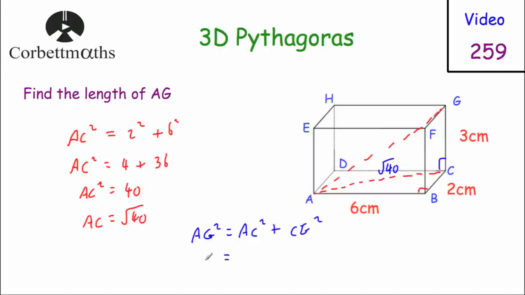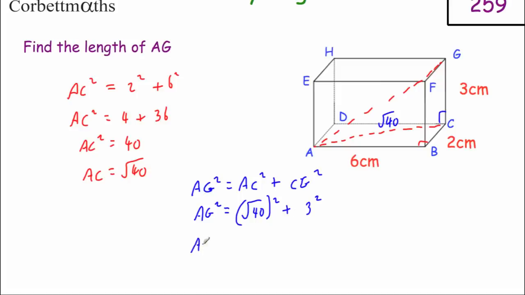So substituting our values, we've got AG squared is equal to AC squared, so that's AC, which is the square root of 40, squared, plus CG squared will be 3 squared. Now let's work this out. So we've got AG squared will be equal to, now if you've got the square root of 40 squared, that means the square root of 40 times the square root of 40. Now considering surds, that will be equal to 40 because root A times root A is A. So root 40 squared is 40 plus, and then 3 squared is 9. So we've got AG squared is equal to 49.